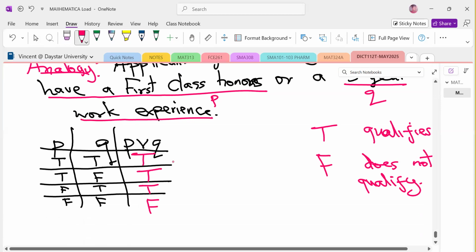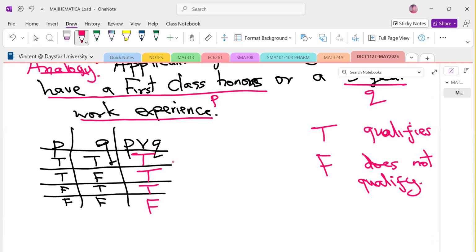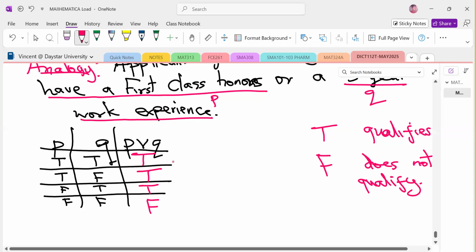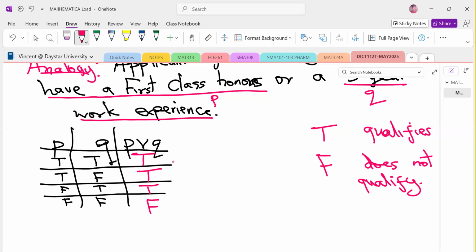So what summary can you make from this table to explain to someone else who is not in this class how to construct a disjunction truth table? What summary can you make if you compare the final truth values of the disjunction and the original truth values? Yes. But when both of them are false? Yeah. So now we can make this summary.